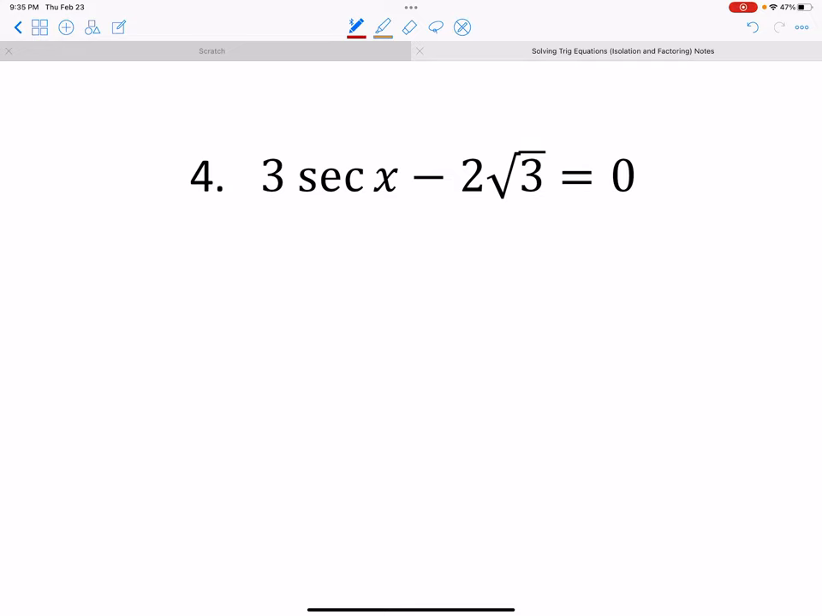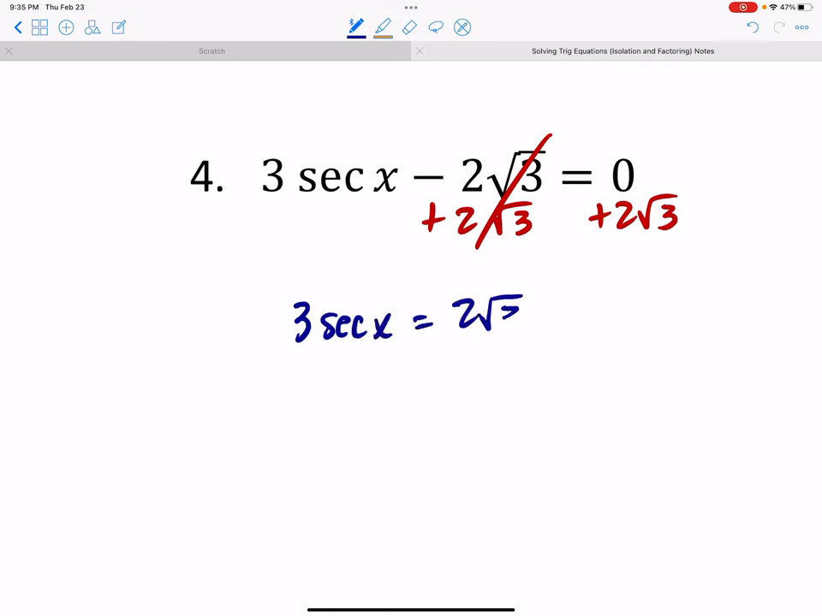I'm going to try to get my one trig function in this equation all by itself. So first, let me add over this 2 radical 3. That's going to eliminate it from this side of the equation. So 3 times the secant of x is going to equal 2 radical 3. Now I'm going to divide both sides by 3. And so I'm looking for the secant of my angle to be equal to 2 radical 3 over 3.